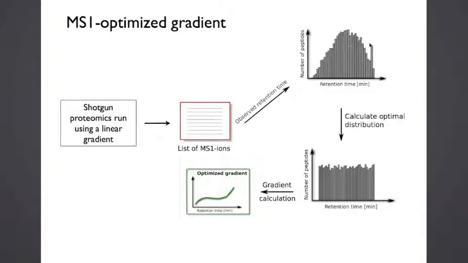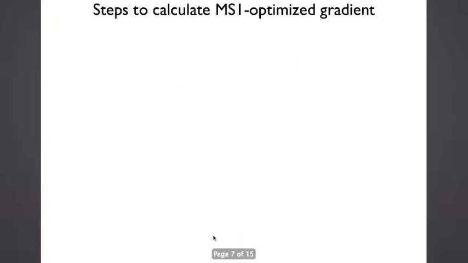Now from this distribution we can calculate what would be the optimal distribution that we would like to have, and finally from here we can calculate the gradient function that would give us this distribution. And this is the MS1-optimized gradient: the nonlinear function that would give us an equal distribution of the abundant MS1 features across the run. Now I will describe step by step how you can calculate such a gradient using our Gradient Optimizer tool.